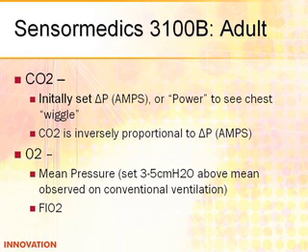Okay, let's talk about how to respond to blood gases. Now, before you get a blood gas, remember to set your delta P amps, or the power, to see the chest wiggle all the way down to the thigh. Once you have that achieved, and after 30 minutes or so you get a blood gas, just realize that your carbon dioxide is inversely proportional to your amps. In other words, if you want to lower CO2, you'll turn your amps up, and vice versa. The oxygen is controlled by your mean pressure, which was set initially 3 to 5 centimeters of water above the mean observed on conventional, and by your FiO2.